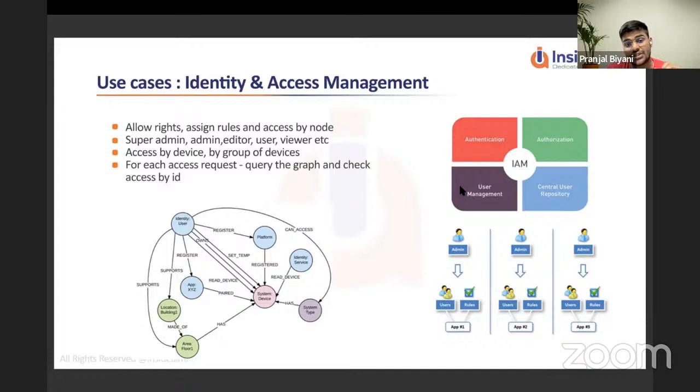Okay. All of those things. So that access can actually be split and grouped into a group of individuals, group of devices, and then they can be connected as well. Whenever a user with a particular login ID and password is trying to access a platform, using the graph and graph traversal, you can find if that person has access to that platform or not.